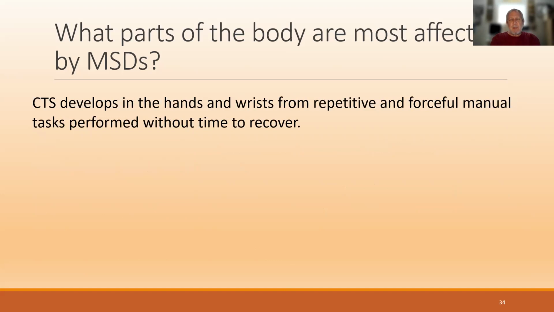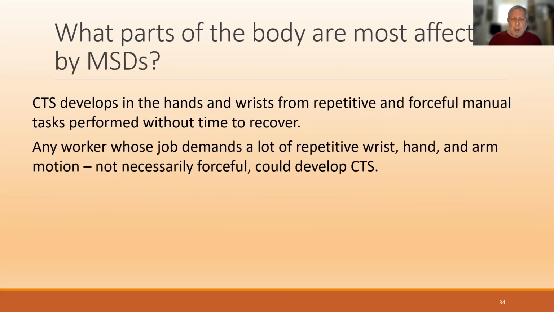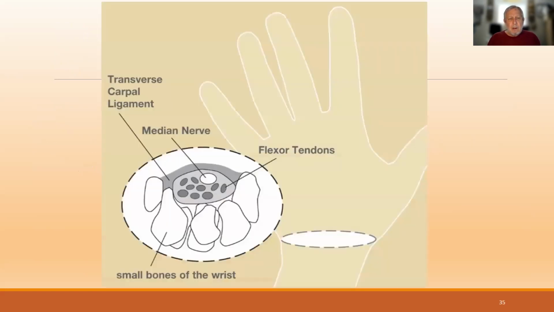CTS develops in the hands and wrists from repetitive and forceful manual tasks performed without time to recover. Again, any worker whose job demands a lot of repetitive wrist, hand, and arm motion, not necessarily forceful. The sewing machine operators had to hold the material, of course, but it wasn't that forceful, it was just doing it over and over again. And I don't want to downplay the severity of that. It was very painful for them, and they still had to have surgery, and that's painful, and recovery. So even though the recovery was pretty good when they were done, they went through a lot of pain to get there. There's your transverse carpal ligament, the median nerve, flexor tendons, and the small bones of the wrist, showing where that nerve goes through the carpal tunnel.